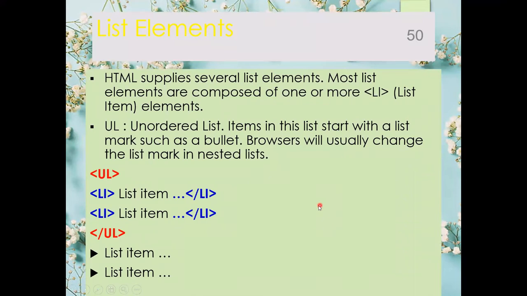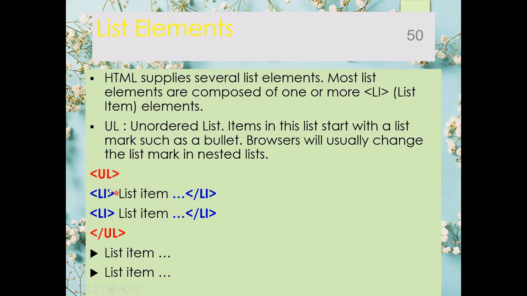Now see how to write. HTML supplies several list elements. Most lists are composed of one or more of them. You can merge them together, or you can use them separately. The tag we want to use for an unordered list, which comes with symbols like dots or bullets, is first of all the UL tag.